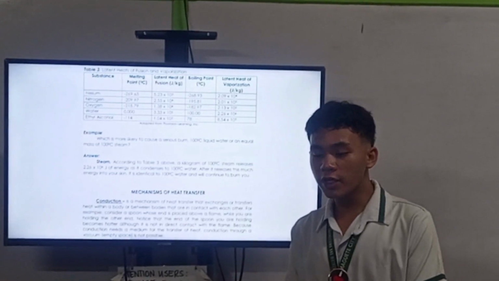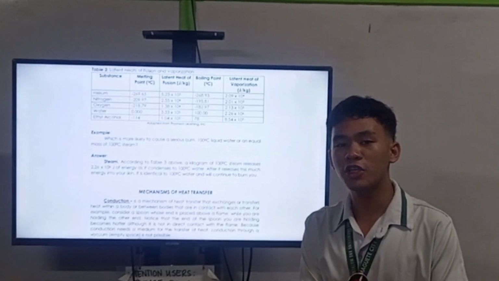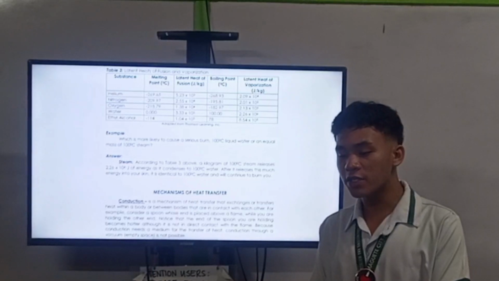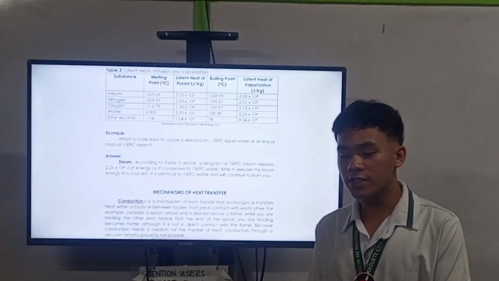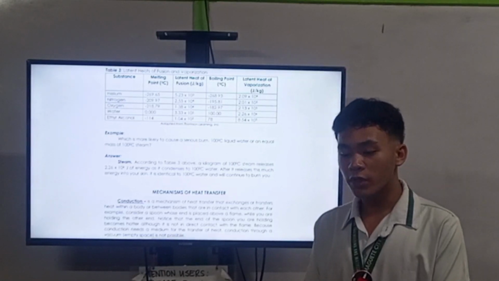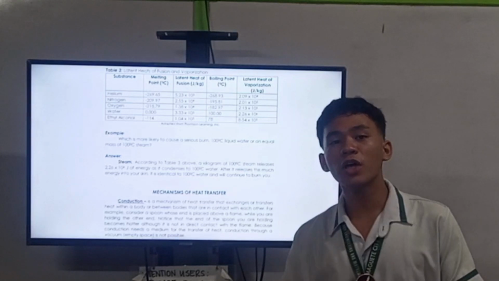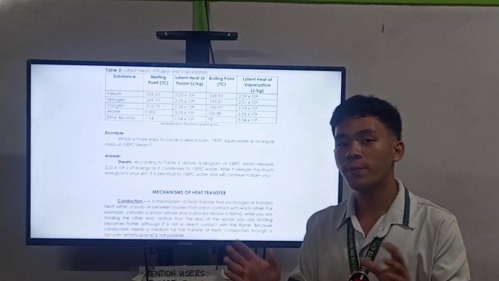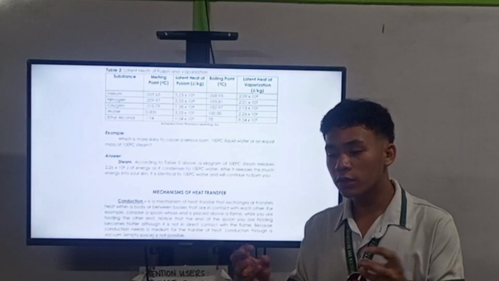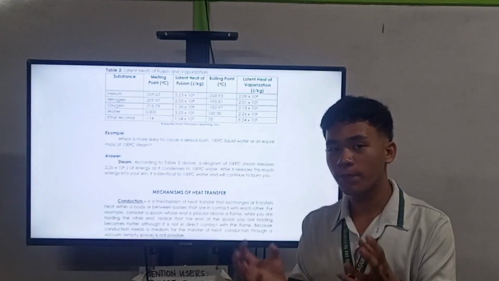Conduction. In the previous grades, the teachers have discussed conduction. Conduction is a mechanism of heat transfer that exchanges or transfers heat within a body or between bodies that are in contact with each other. So that can be easily comprehended. Conduction is wherein two bodies are in contact, so that when that happens, heat will be transferred through contact.